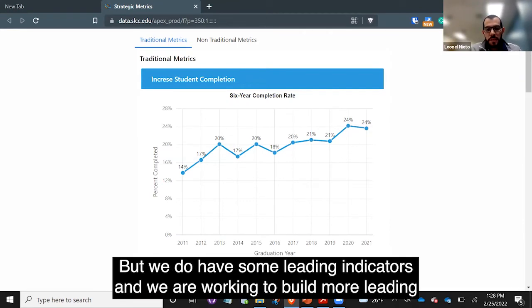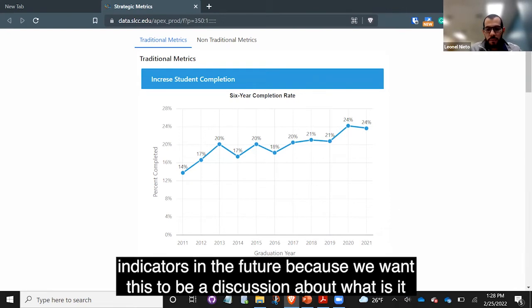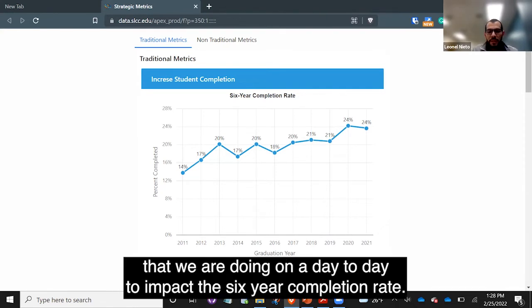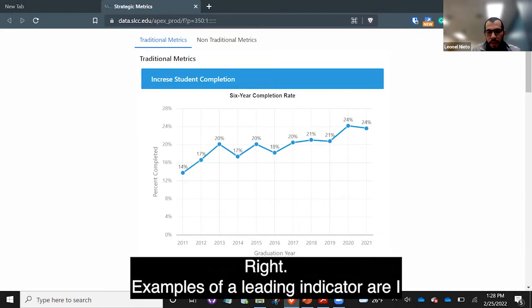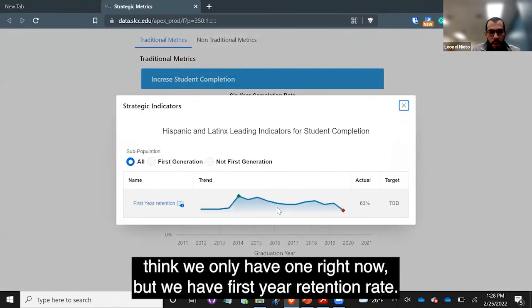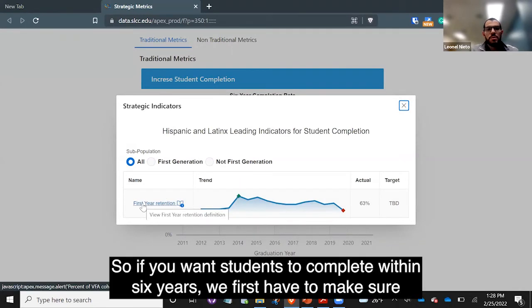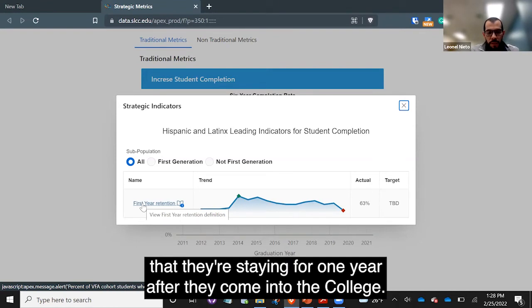But we do have some leading indicators, and we are working to build more leading indicators in the future, because we want this to be a discussion about what is it that we are doing on our day-to-day to impact the 6-year completion rate, right? Examples of a leading indicator are, I think we only have one right now, but we have first-year retention rate, right? So if you want students to complete within 6 years, we first have to make sure that they're staying for 1 year after they come into the college.